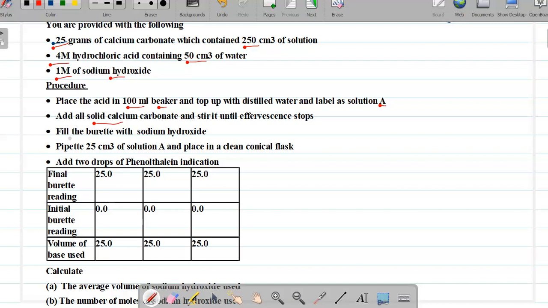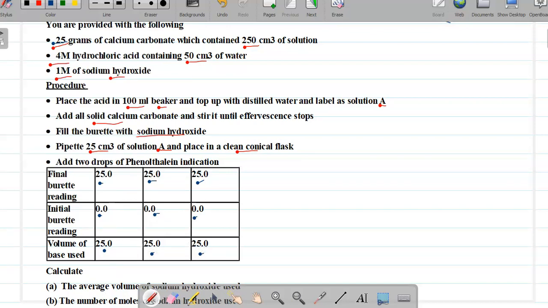So then this is what you do. You fill the burette with sodium hydroxide solution. Then you pipette 25 centimeter cube of solution A, which you have prepared, the mixture of the acid and the carbonate diluted, and place it in a clean conical flask. Then you add indicators, either phenolphthalein or methyl orange. Mostly they use methyl orange, but you can also add phenolphthalein. There is no problem. So we have this table. The table is filled 0, 0, 0 in the initial, and the final 25, 25, 25.